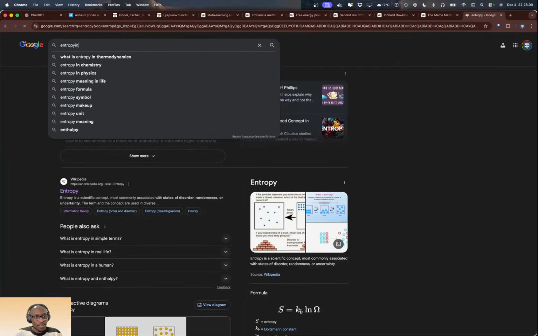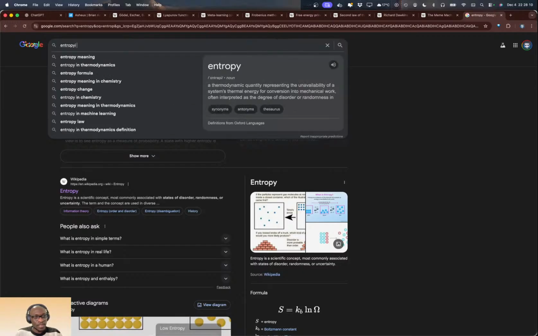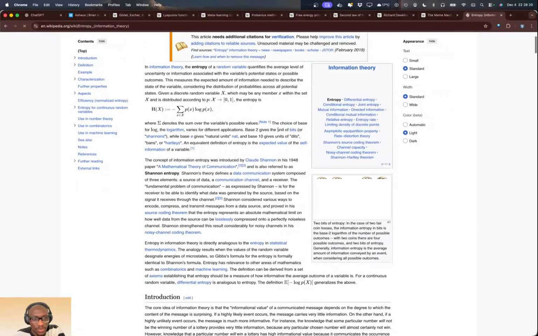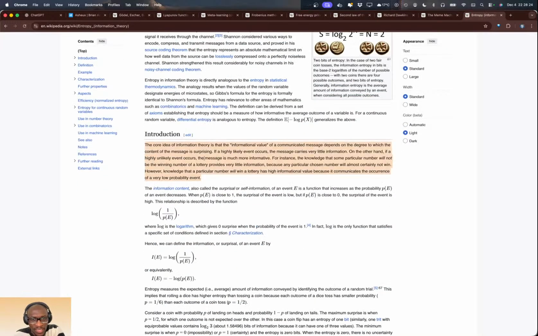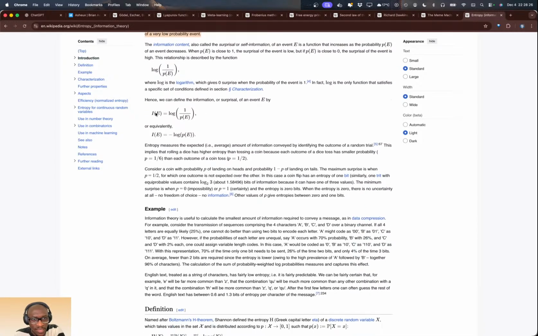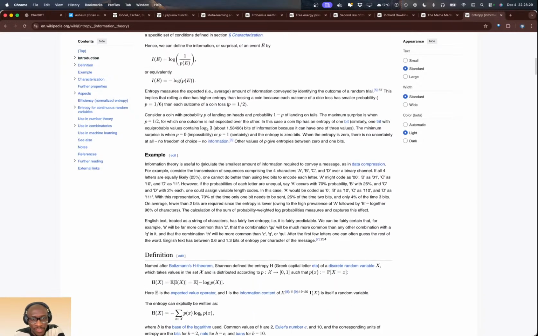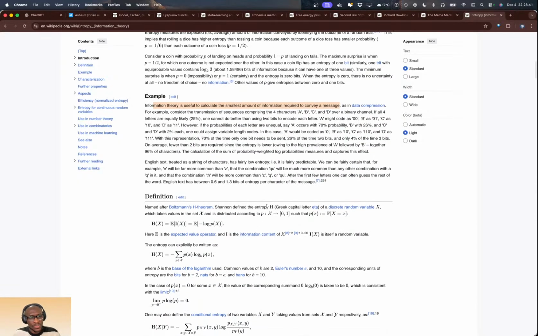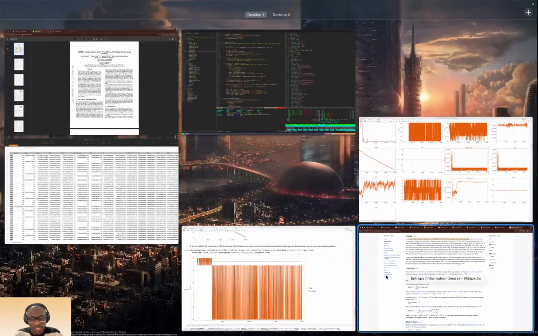But this is entropy in information theory. This should also be a good way to study what entropy is. Information theory is useful to calculate the smallest amount of information required to convey a message. That's what we're doing, like compression, some sort of data compression. We also need to figure out the best algorithm for compression.